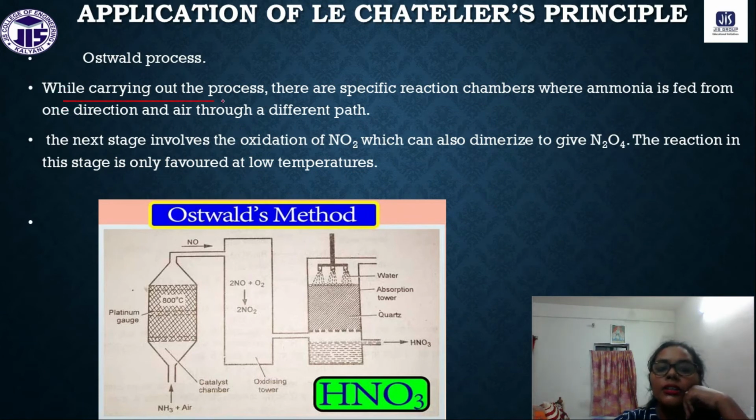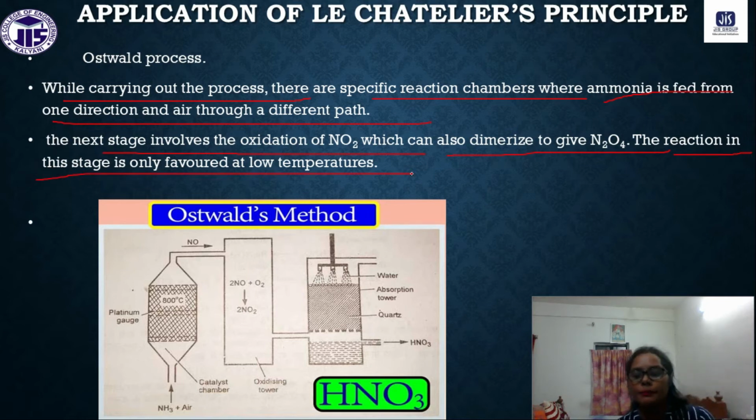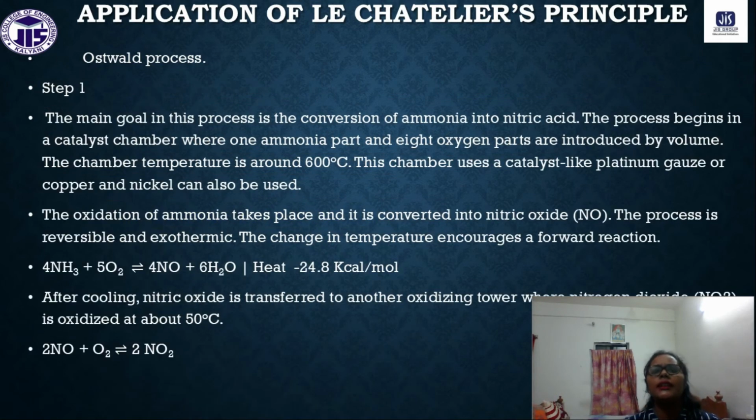While carrying out the process, there are specific reaction chambers where the ammonia is fed from one direction and air through a different path. The next stage involves the oxidation of NO2, which can also dimerize to give N2O4, that is dinitrogen tetraoxide. The reaction in this stage is only favored at low temperature. So this is called the Ostwald process.